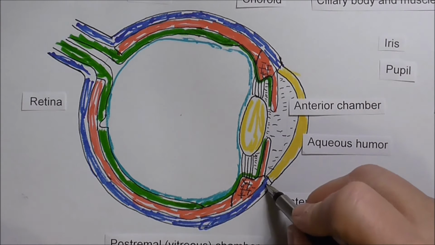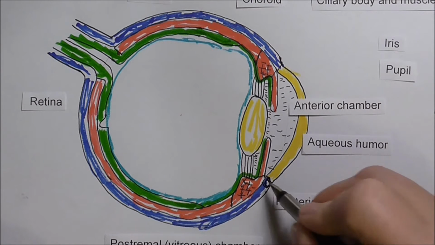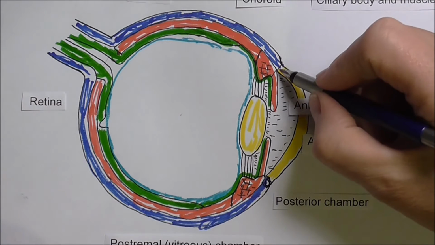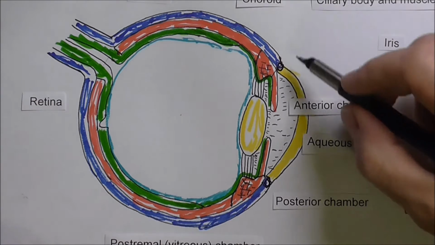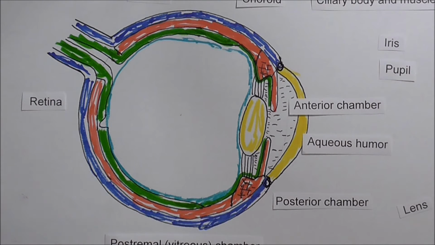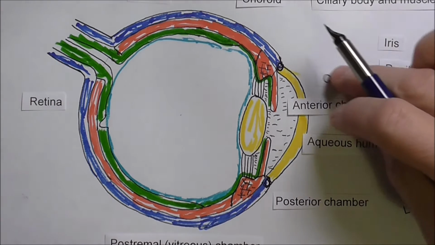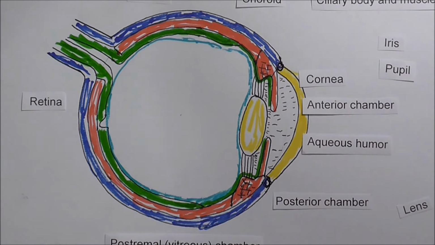And then there's kind of a lymphatic vessel here at the junction between the sclera and the clear bit at the front, the cornea. There's a junction there. That's called the scleral venous sinus.